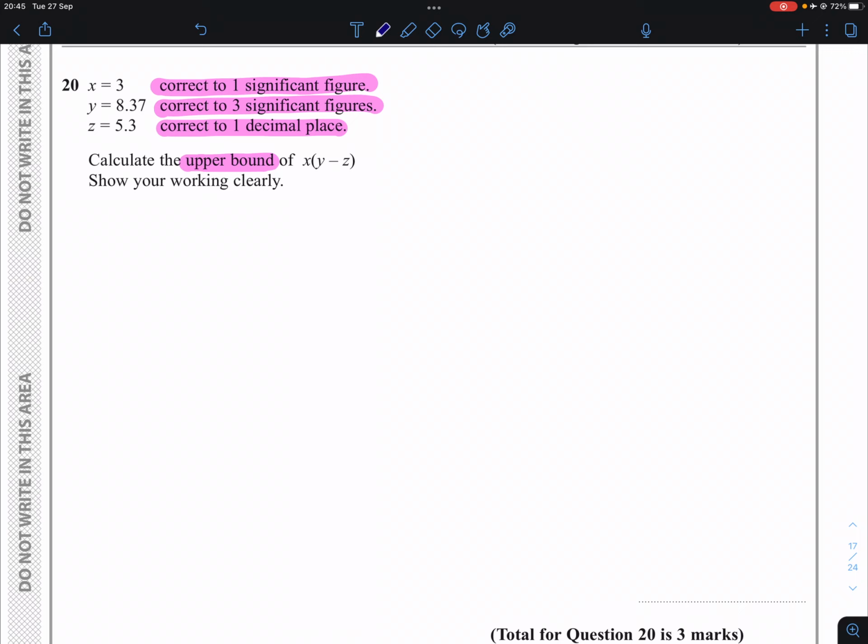As soon as you have that, the first thing you can do is find the upper and lower bound of every single number that's given. Whether or not you need the upper or lower bound of every number, my advice would be don't overthink it, just find them straight away. So 3 rounded to one significant figure: the number that would come before it is 2, and the number after it is 4, which means our upper and lower bounds are going to be 2.5 and 3.5 respectively.